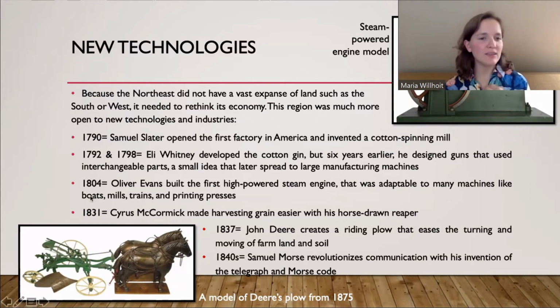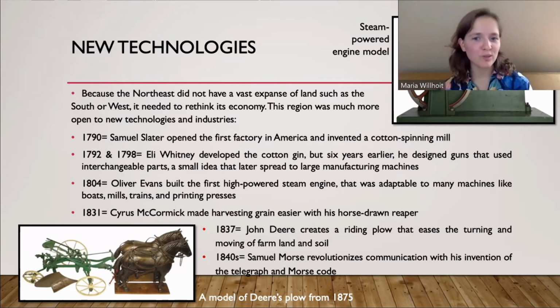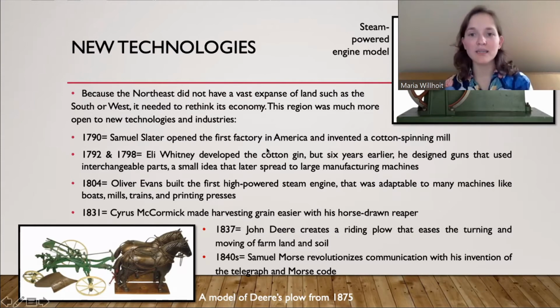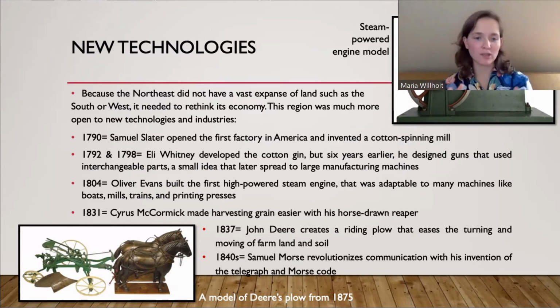As I said, in 1790, we have our first factory in America, which is a cotton spinning mill. And then a couple years later, Eli Whitney, who I mentioned in lecture 2, created the cotton gin in 1792, which was very big for processing cotton. And in fact, it increased the slave labor too. But then 6 years later, I didn't even know this, he designed guns that could use interchangeable parts.